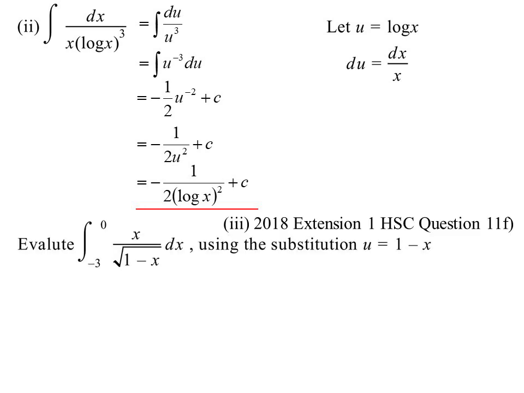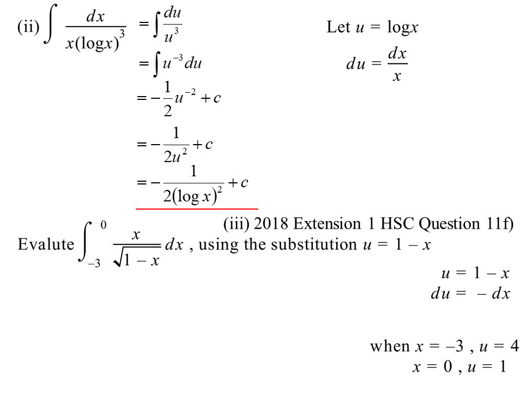Here's one from an HSC from a few years back now, a definite integral. They told us to use the substitution u equals 1 minus x. Well, du becomes minus dx. But remember, we have to substitute into all mentions of x, including these limits. Now, it doesn't say x equals -3 and x equals 0, but that's what those limits are. So we have to change those as well.